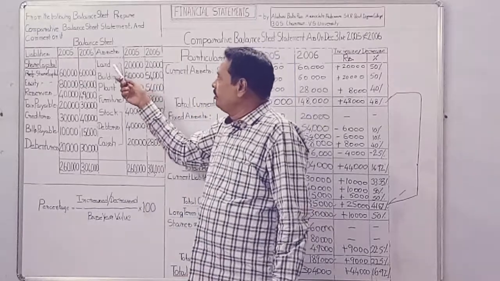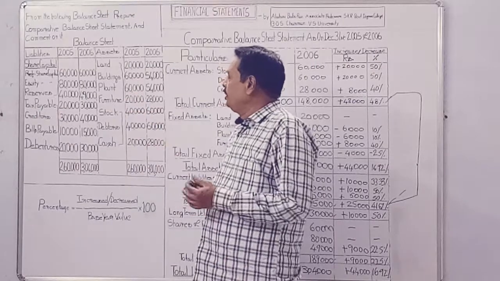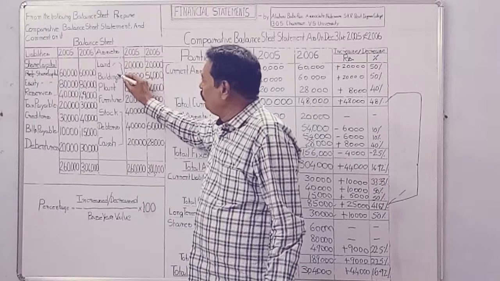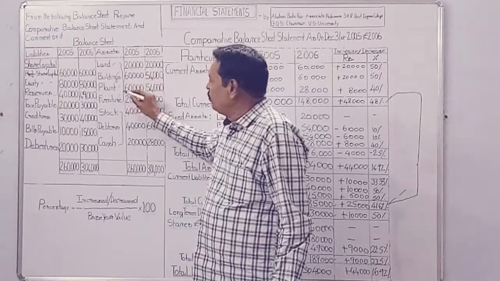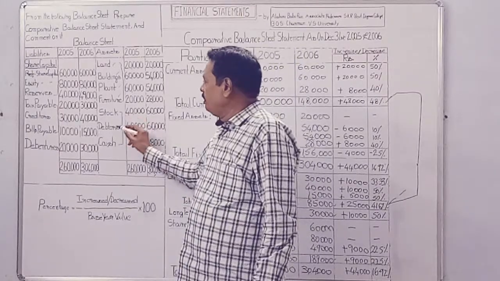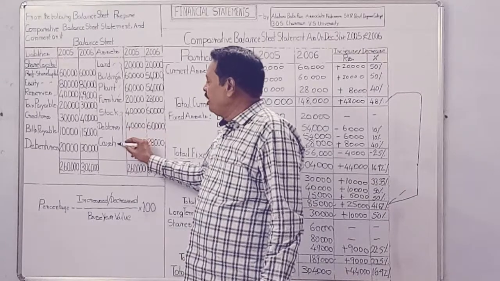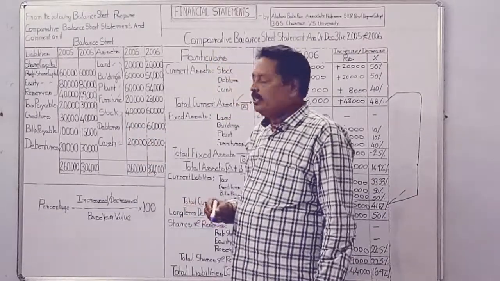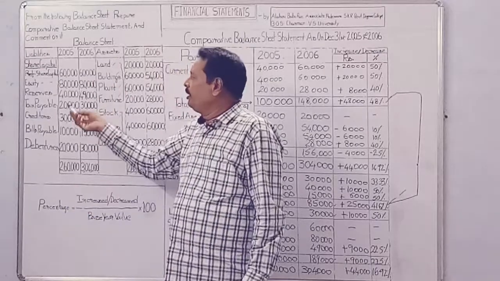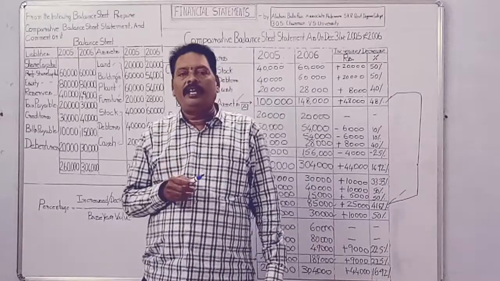Here assets: land, building, plant, furniture. These 4 assets are related to fixed assets. These 4 assets are called fixed assets. And then stock, debtors, cash. These 3 assets come under current assets. Just like that, liabilities are also given; the entire liabilities should be classified into 3 categories.